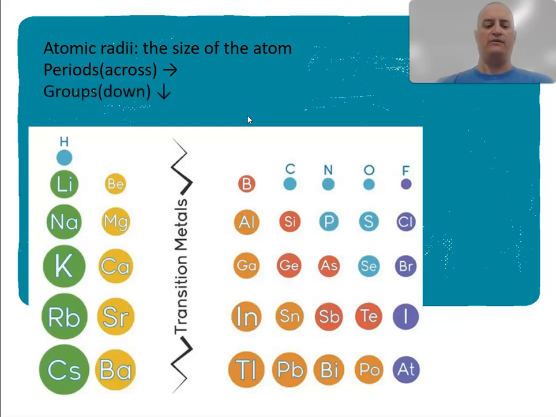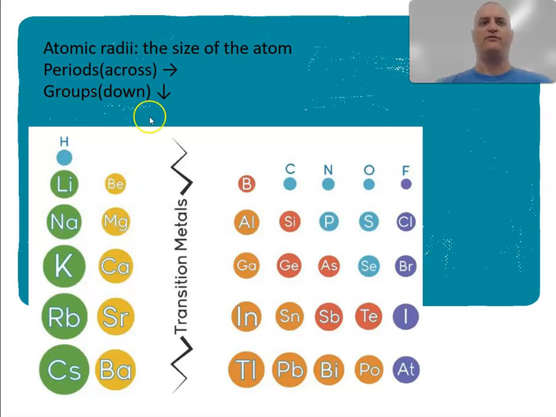Going down, the group trend increases. This increases because, here's the why, with each element down, there's one more energy level, increasing the size of the atom. So you might remember this being in period 1 has 1 energy level, period 2, 2 energy levels, period 3, 3 energy levels, and so on. That is the why for the group trend.